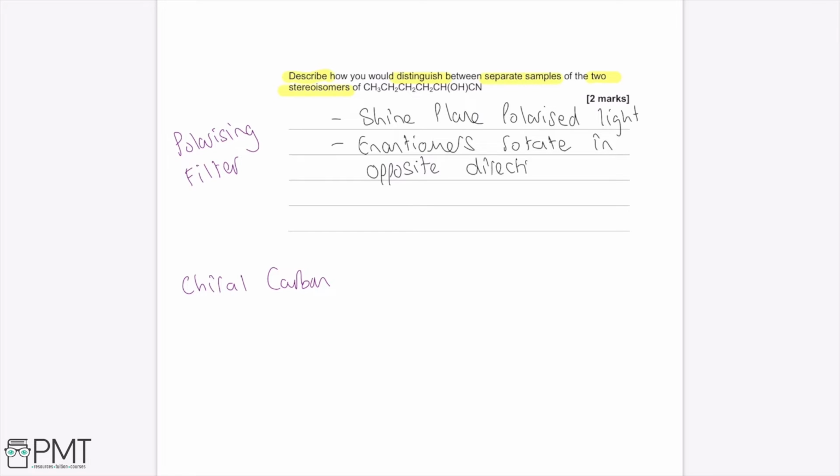So here, what we'll need to do is shine plane polarized light, in which the enantiomers, which are just a pair of molecules that are mirror images of each other, will rotate the light in opposite directions. So one will rotate it anti-clockwise, and the other will rotate the light clockwise. And we get a mark for saying plane polarized light and a mark for opposite directions.